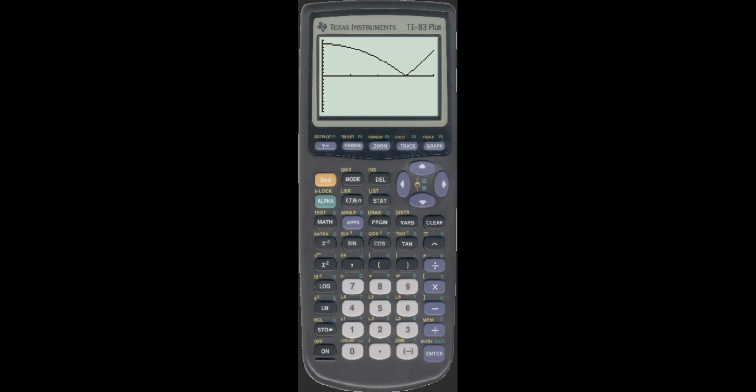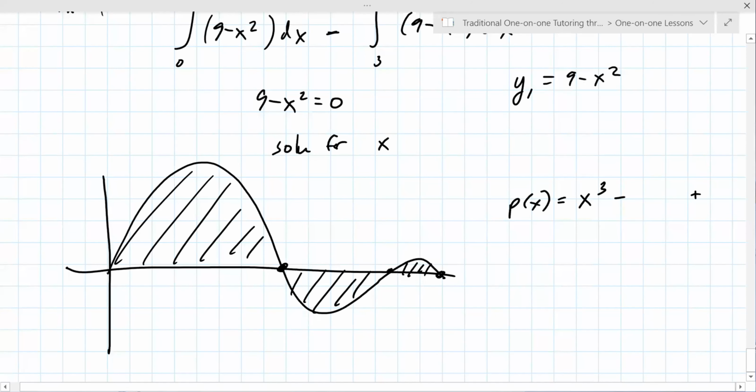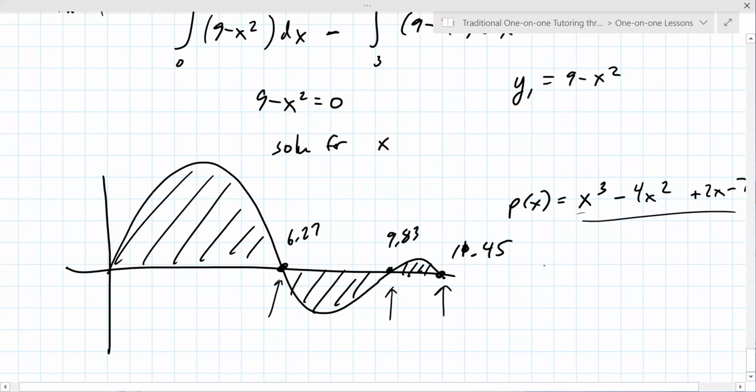So your instructor could give you a polynomial function of x, like x cubed minus 4x squared plus 2x minus 7. Who knows, right? Something like that, and it happens to have these zeros. Well, you might have to find them and then integrate. Let's say this zero is at 6.27 and this one's at 9.83 and this one's at 11.45. You'd have to use fn int with this function each time, from 0 to 6.27, 6.27 to 9.83, 9.83 to 11.45.